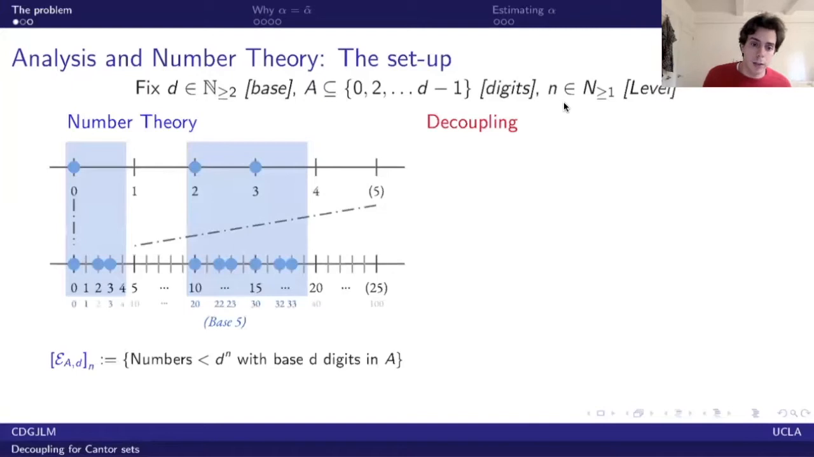In number theory, we will consider the set, which I'm going to call E of A, d, n, or the ellipsephic set associated to A, d, and n, which is the numbers of size at most d to the n. So that means that in base d, they have exactly n digits, and all of their digits belong to A. So in this case, for example, here what you would have is E of {0, 1, 3}.